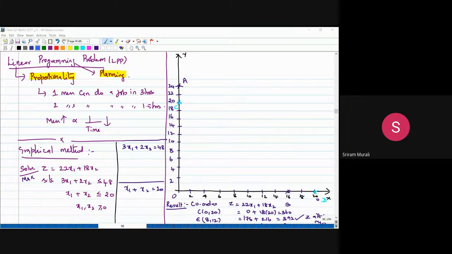Am I audible to you? Can you all able to see the screen?